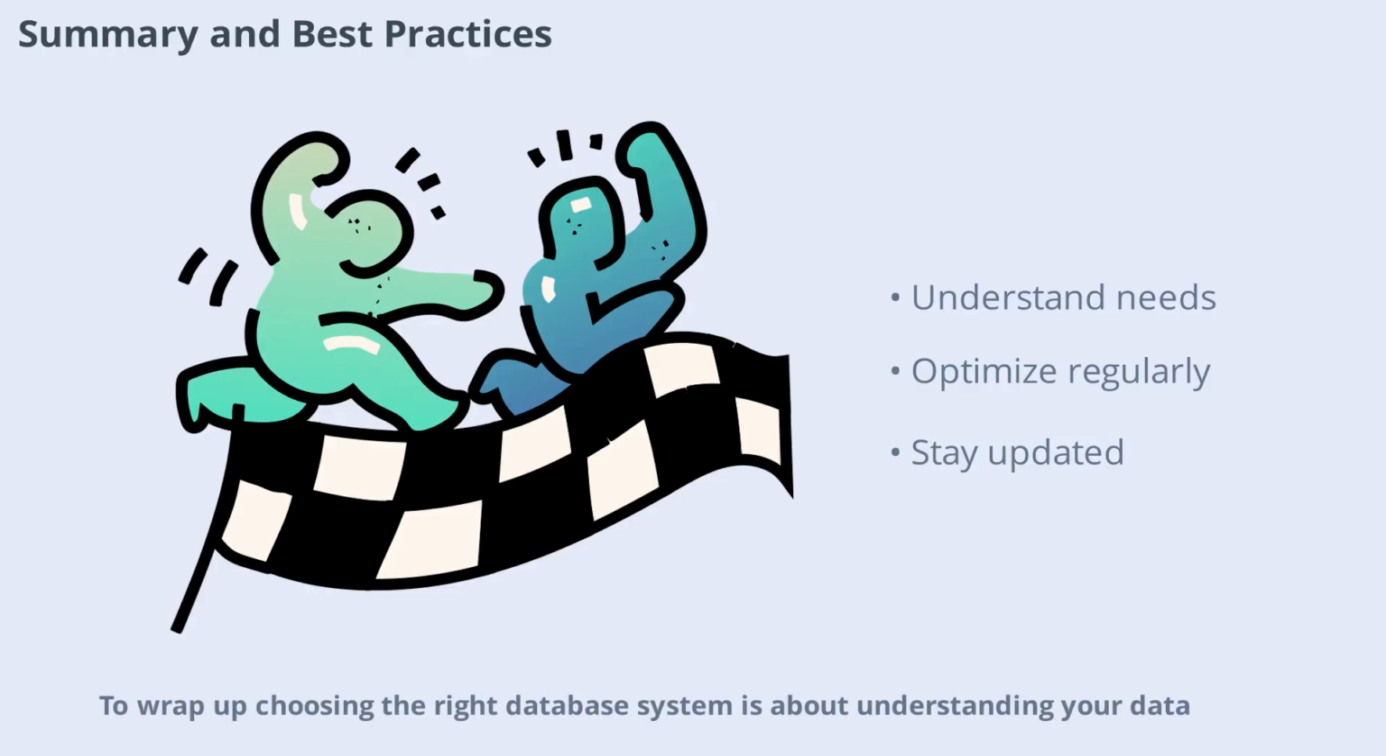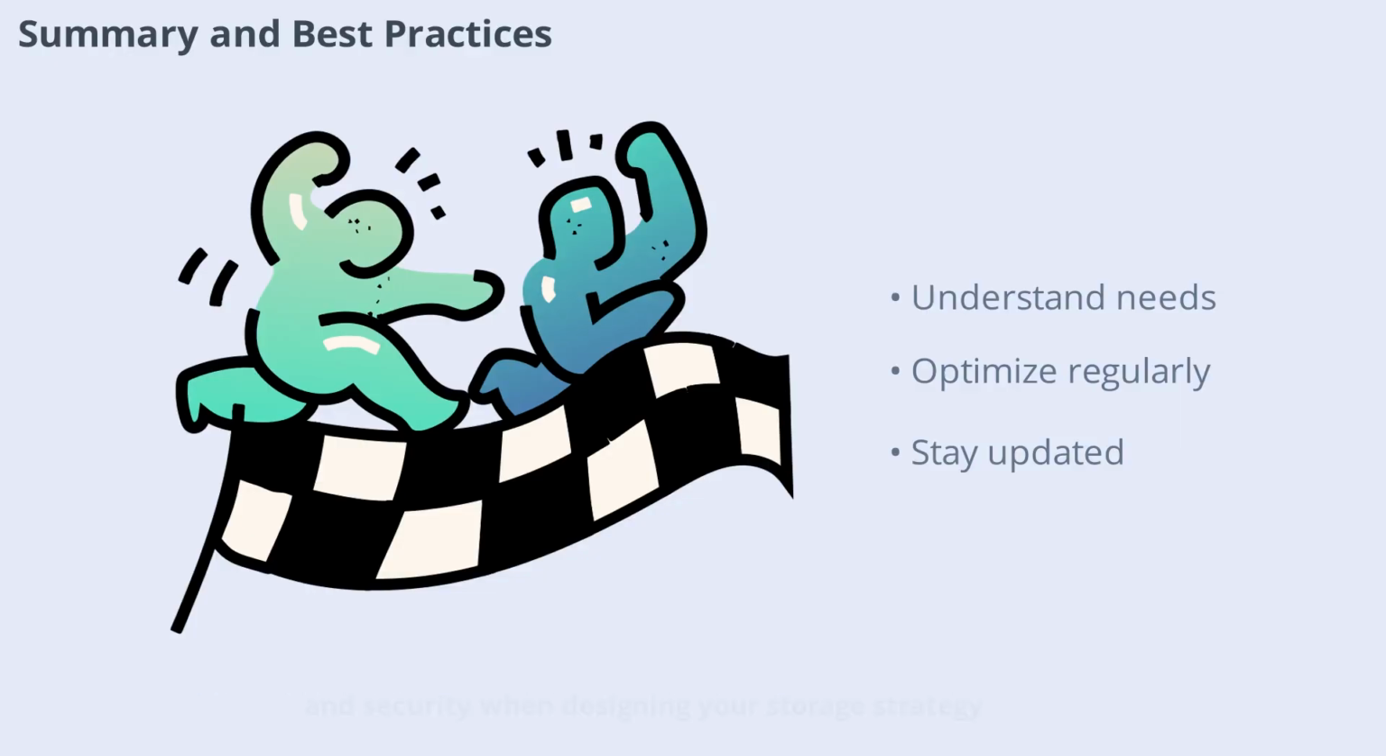Wrap up: choosing the right database system is about understanding your data, your application's needs, and your growth plans. Relational, NoSQL, and NewSQL databases each have their place. Focus on performance, cost, and security when designing your storage strategy. Regularly review and optimize your setup to keep up with changing requirements and technology trends.